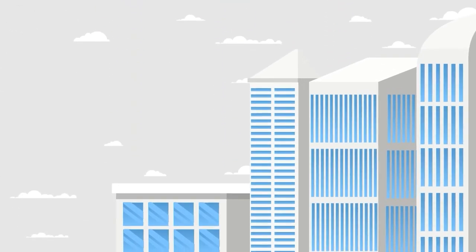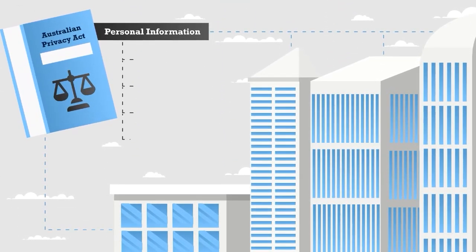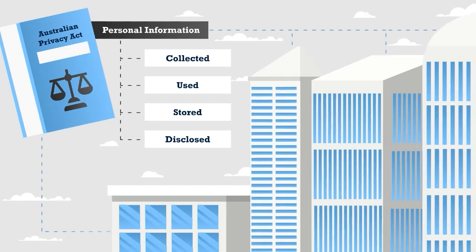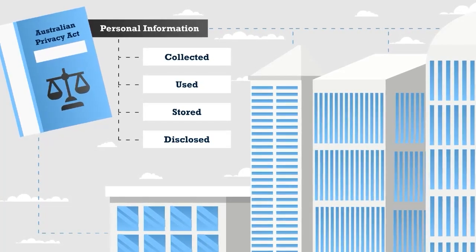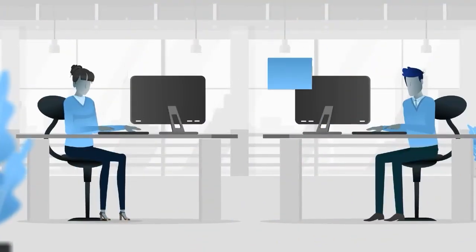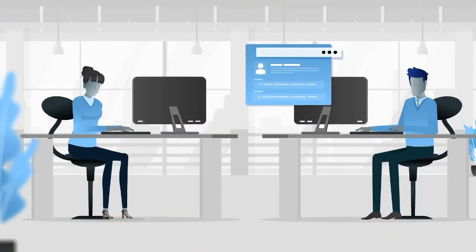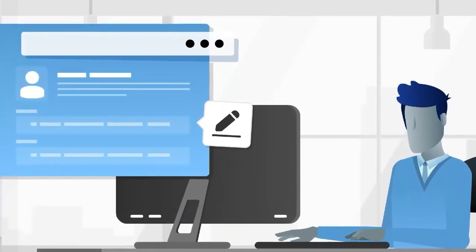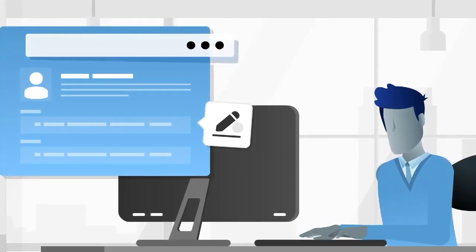The Privacy Act establishes guidelines and obligations for organizations to follow, detailing how personal information can be collected, used, stored, and disclosed. It also empowers individuals with the right to access and correct any personal information held by organizations.